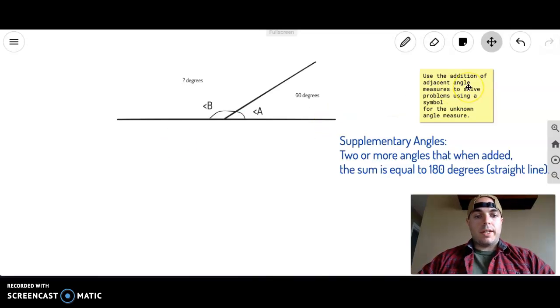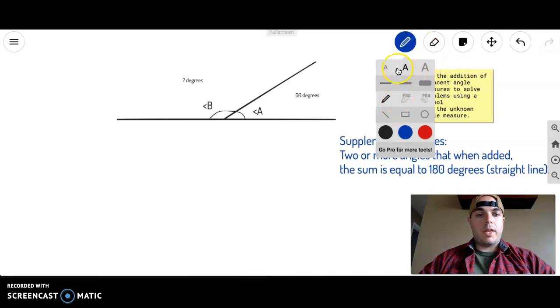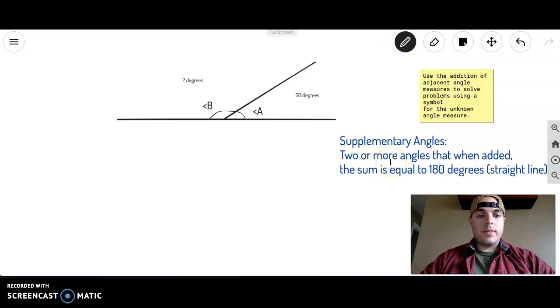Today we're going to be looking more in depth at our supplementary angles and how to use them in word problems. In addition, how to work around them in ways that we haven't quite seen yet. So just to review the definition, supplementary angles are two or more angles that when added, the sum, so that's the answer when added, is equal to 180 degrees, which is oftentimes just a straight line, or every time is a straight line. So I have here an example of a problem you might see for this.